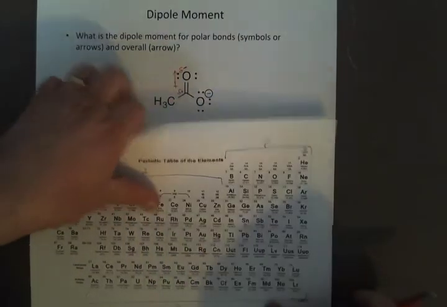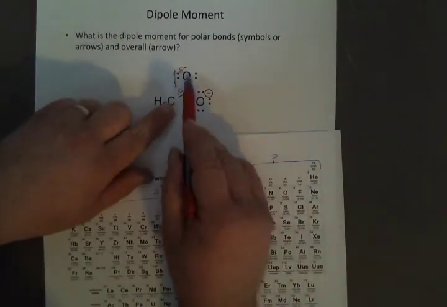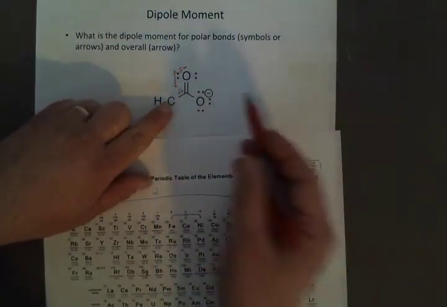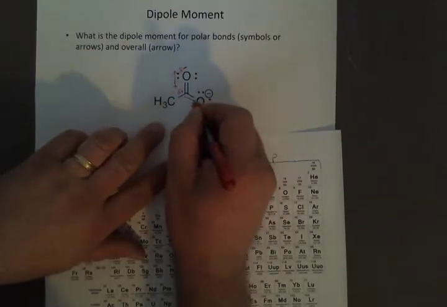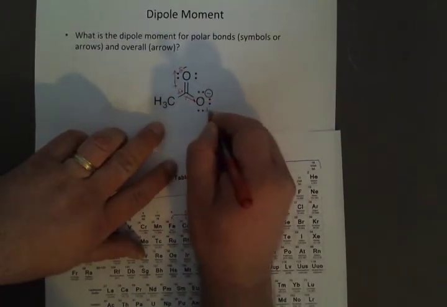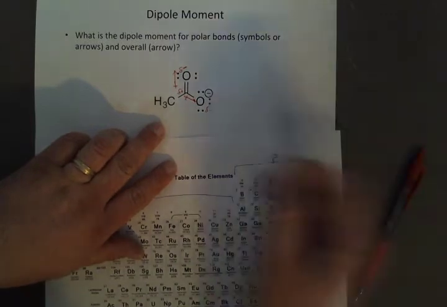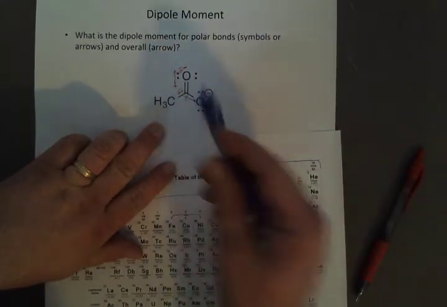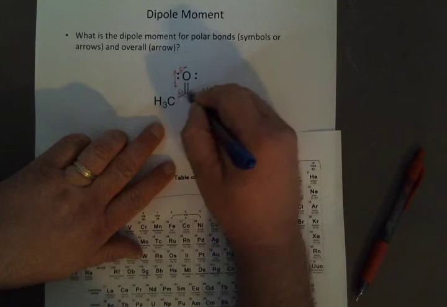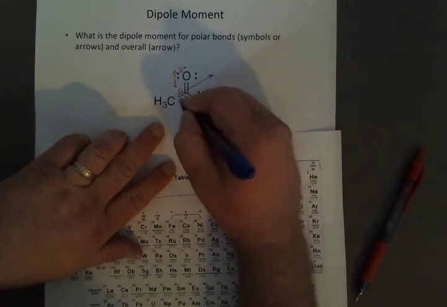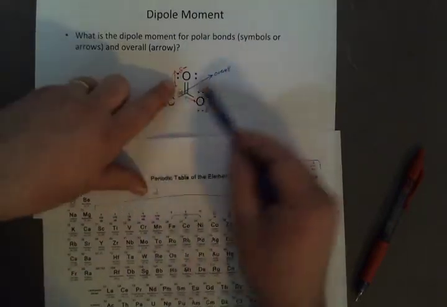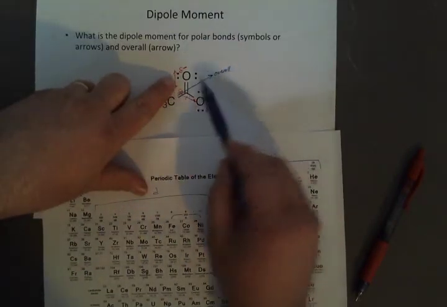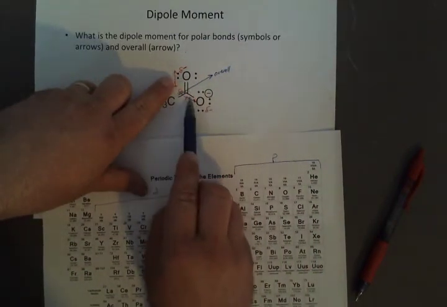Same goes with this, which doesn't matter if it's a double bond or single bond or triple bond or whatever. You're just looking at the difference between the atoms. So this one again is going to look like that. Those are the individual dipoles. And what happens for the overall dipole? It's going to be halfway in between. So this is going to be the overall dipole, halfway between these 2.